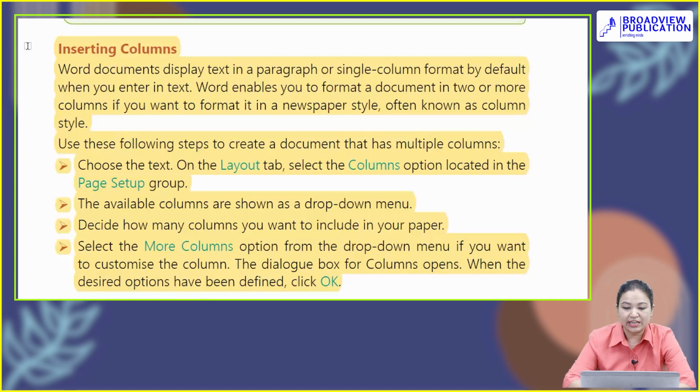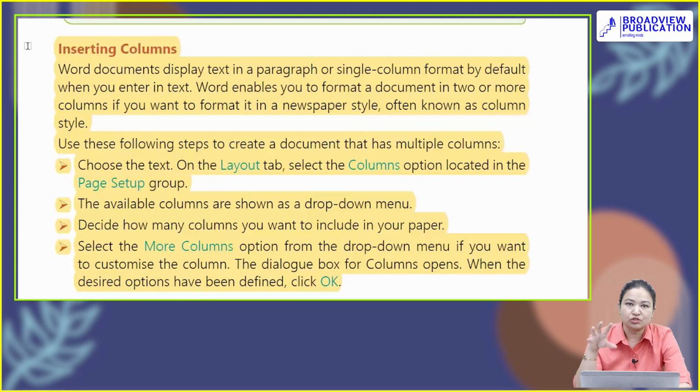Choose the text. On the Layout tab, select the Columns option located in the Page Setup group. The available columns are shown as a drop-down menu. Decide how many columns you want to include in your paper. Select the More Columns option from the drop-down menu if you want to customize the columns. The dialog box for columns opens. When the desired options have been defined, click OK.